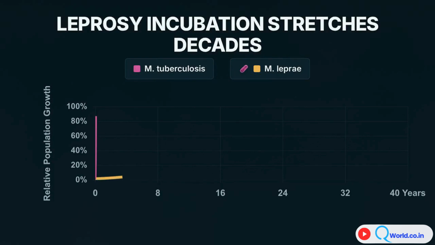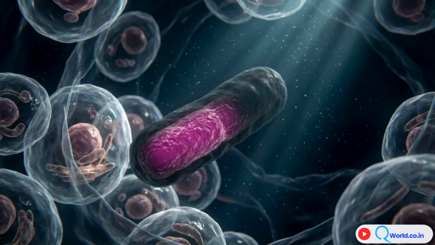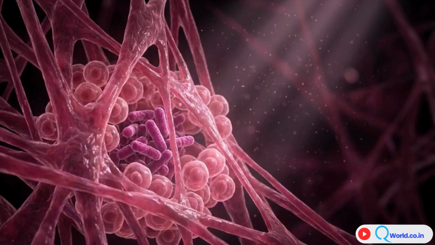The typical incubation period before clinical symptoms appear is somewhere between 5 and 7 years. In certain clinical cases, this dormant incubation phase can stretch up to 40 years. Because the pathogen replicates so slowly, it avoids triggering early systemic alarms. It uses this multi-year window to quietly establish deep tissue footholds before the host's immune system recognizes the threat.